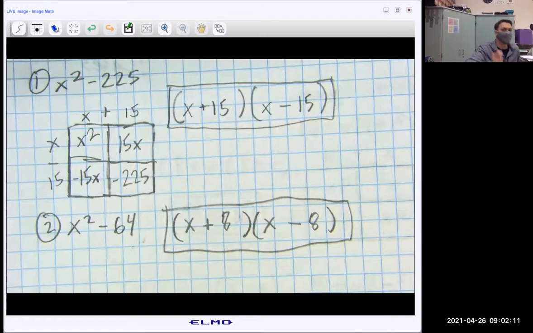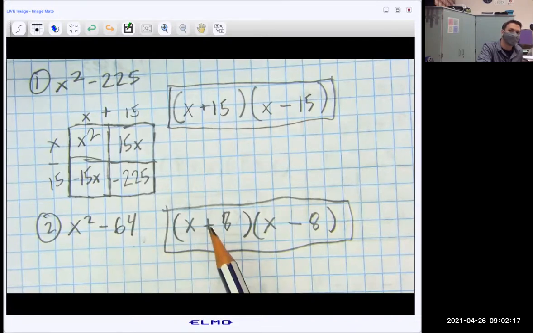If you get really good at these, they go really quickly. You're like, oh, that's what I have. So I know it's a plus and a minus. And so I just need to figure out the square root of 64. There you go.